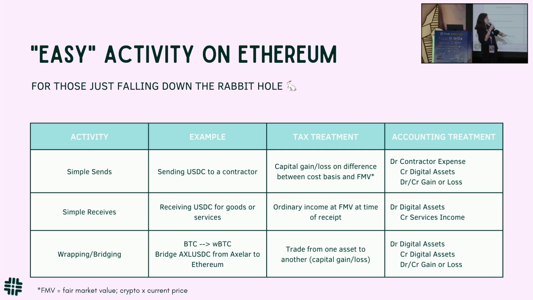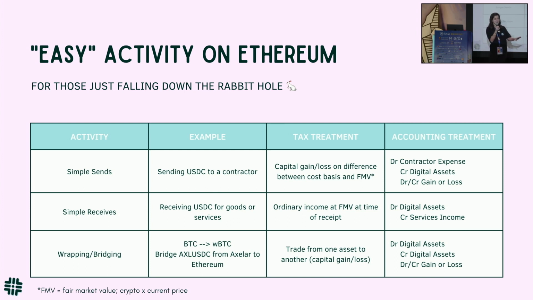On the accounting side, I just have a bunch of journal entries because I think in journal entries. If you send something, that's going to give rise to an expense, so debit expense. And I'm disposing of some crypto assets, so I'm crediting them at the cost basis. Again, that difference is going to be a gain or loss. Now, on the flip side, we have simple receives. Let's say I'm that developer and I'm getting my USDC. That's actually ordinary income to me because I performed a service and I'm getting paid for it. It's ordinary income at the fair market value, the current price at the time that I received it. And the journal entry is just increasing digital assets and increasing income.